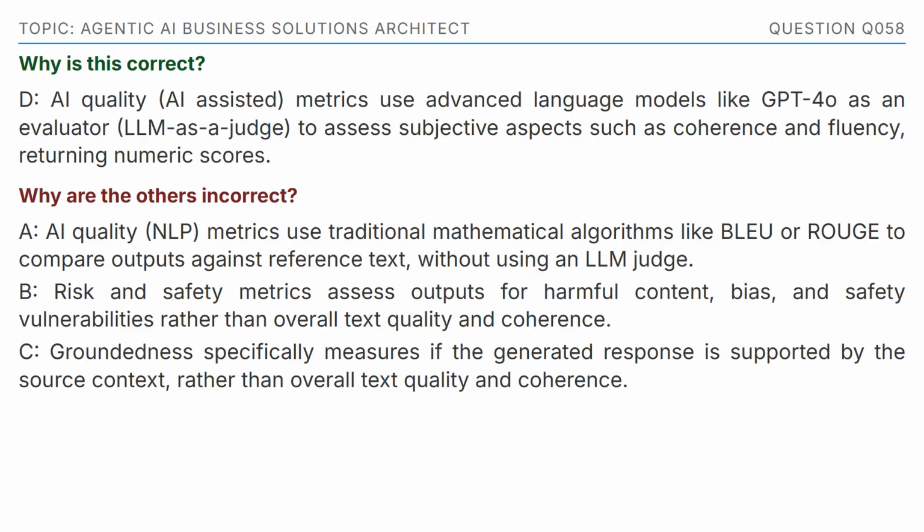A. AI quality, NLP. Metrics use traditional mathematical algorithms like BLEU or Rouge to compare outputs against reference text, without using an LLM judge. B. Risk and safety metrics assess outputs for harmful content, bias, and safety vulnerabilities rather than overall text quality and coherence. C. Groundedness specifically measures if the generated response is supported by the source context, rather than overall text quality and coherence.